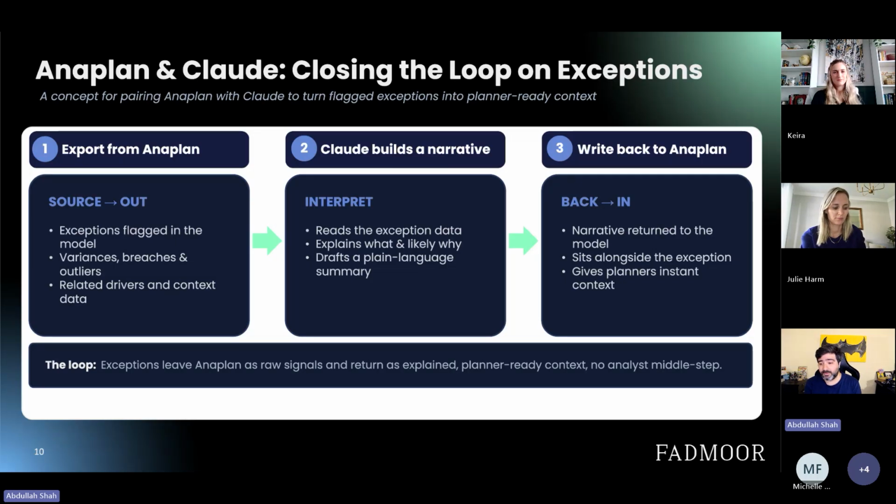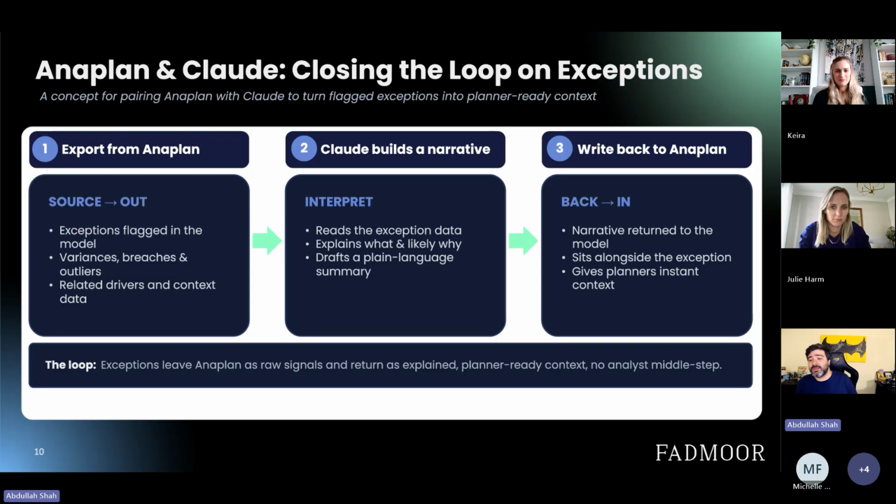A lot of the time what we end up doing is we'll build exception reports in Anaplan and say, tell us when we go above or below a certain threshold, or outside a certain acceptable range of outcomes. Anaplan's really good, as you might know, at declaring when an exception occurs, but it's not natively able to explain the why, the how, the when of why things are happening.